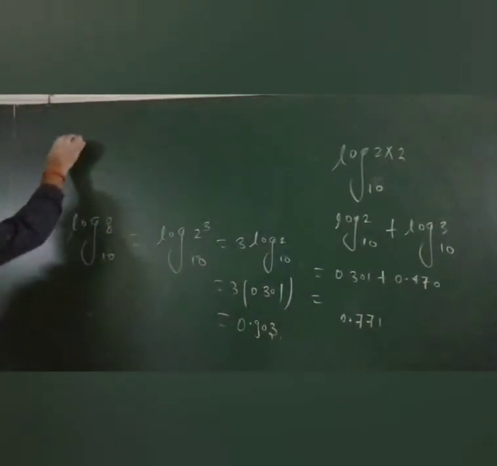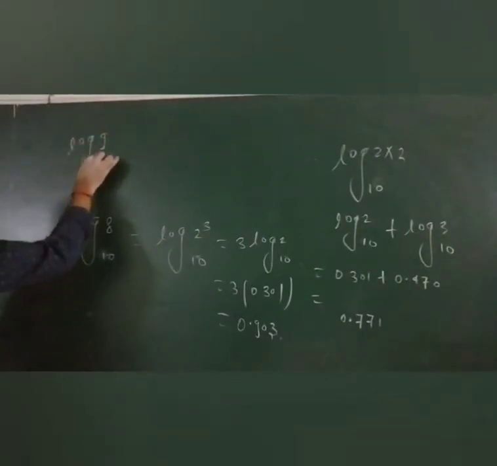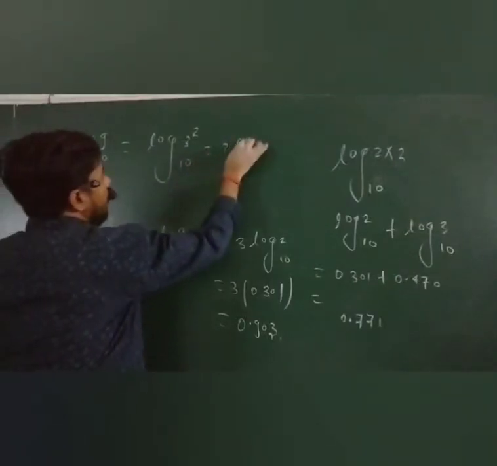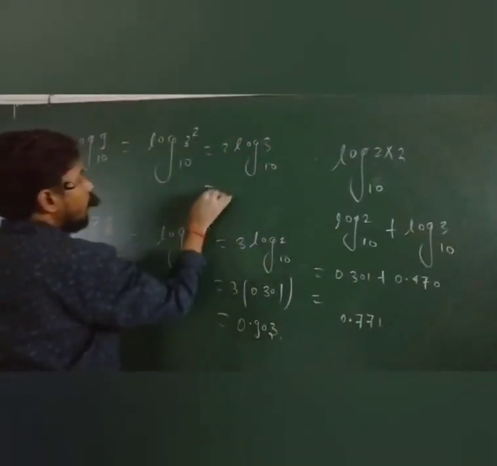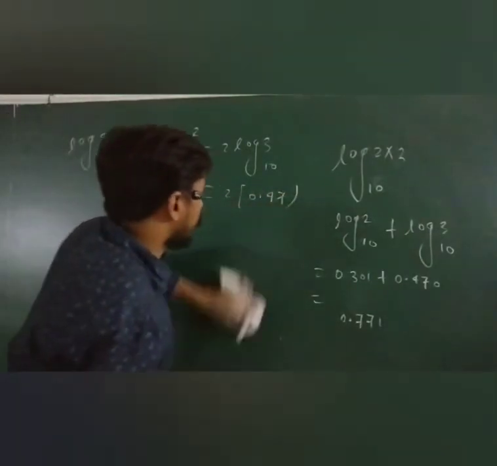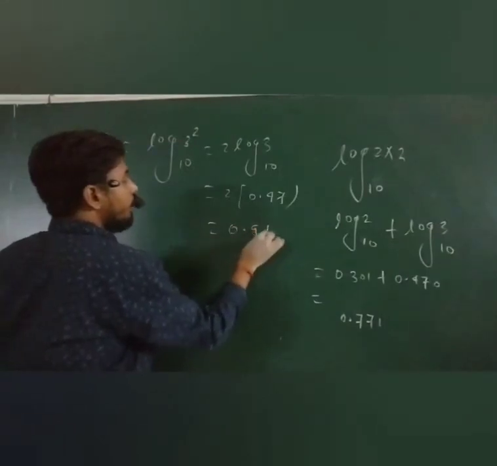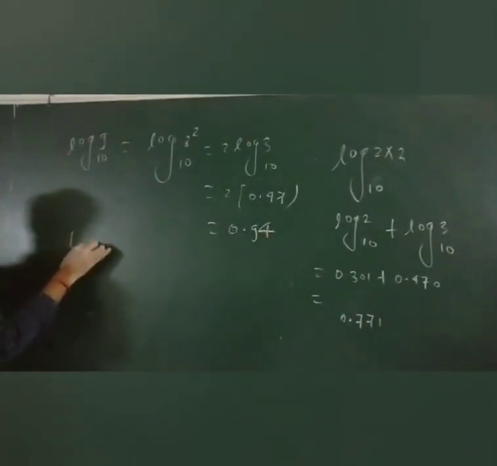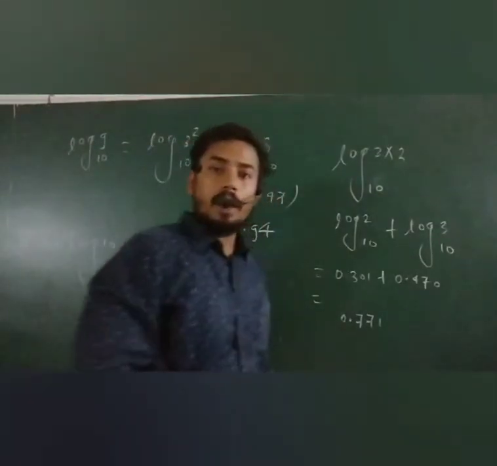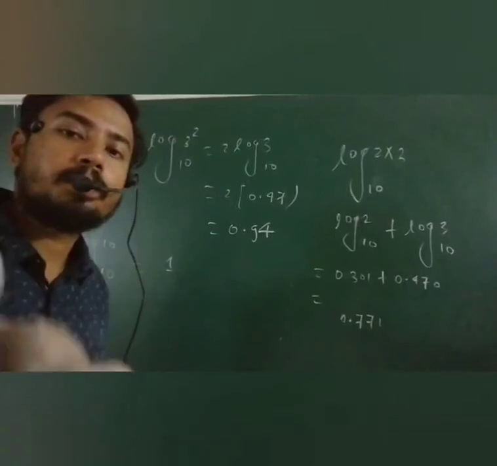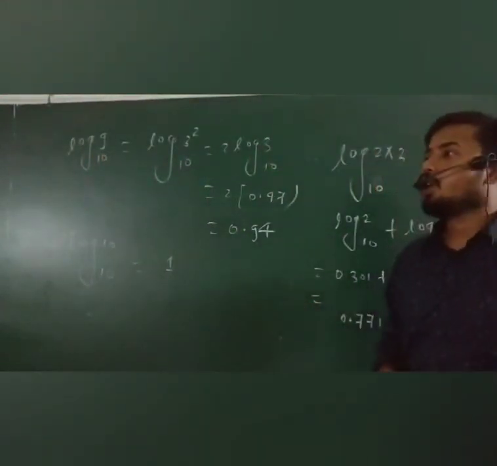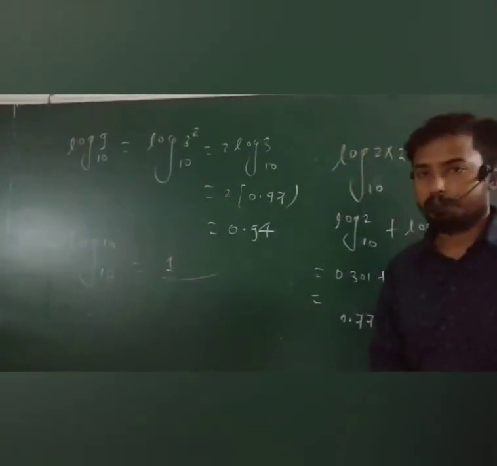Similarly, you can calculate log 9 base 10. What can we write? Log 3 square base 10. So 2 outside, and this is log 3 base 10. We know that log 3 is 0.47. So solve this one, this becomes 0.94. Simply you can calculate log 10 base 10, so this is 1. So all this data you have to remember. Getting my points? So you can calculate this value.